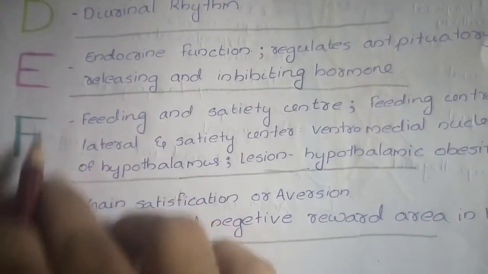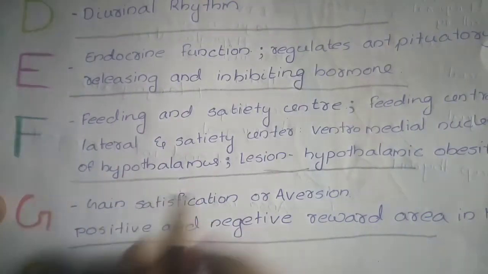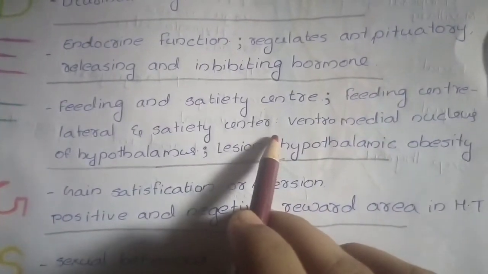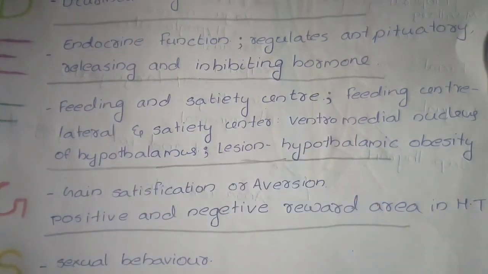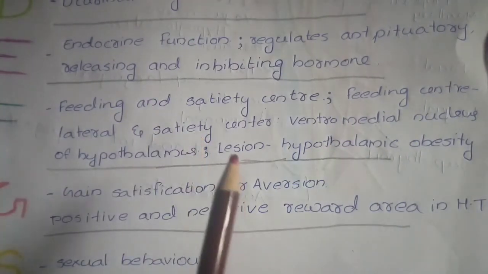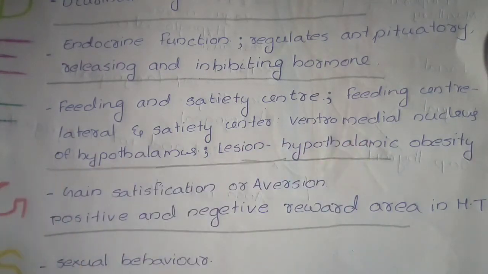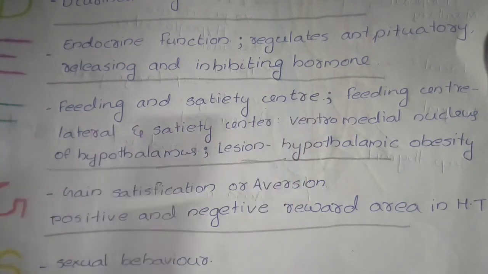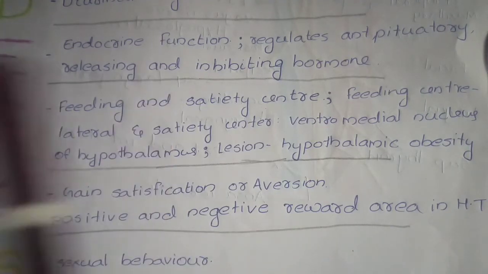Now let's move on to the letter F. What does F stand for? It stands for the feeding and satiety center. The feeding center is present in the lateral hypothalamic region, and the satiety center is present in the ventromedial nucleus of the hypothalamus. Thus it regulates the food intake of the body. So, feeding and satiety center.